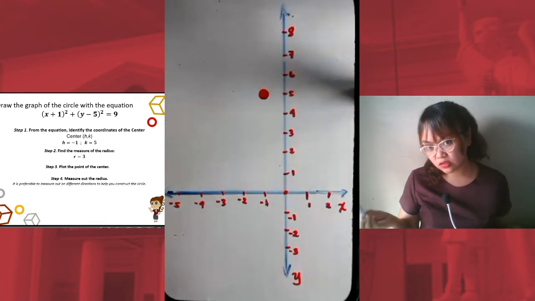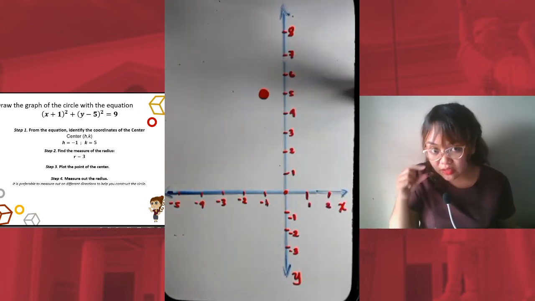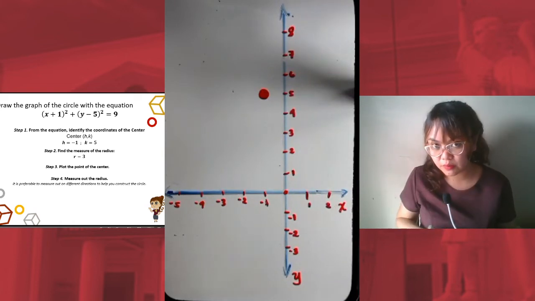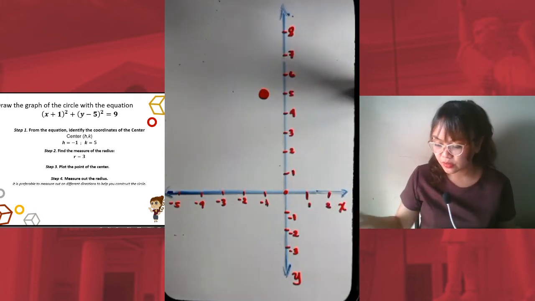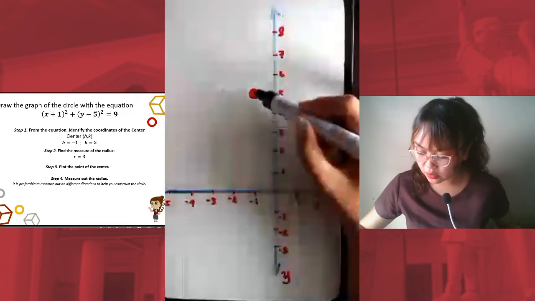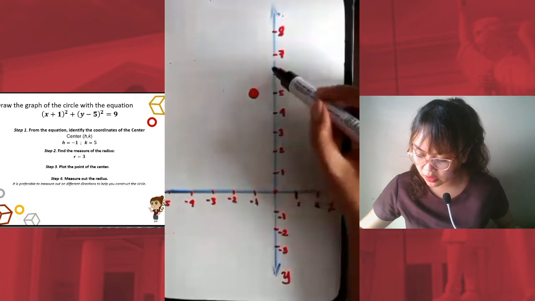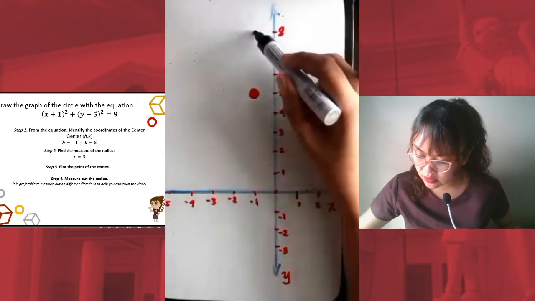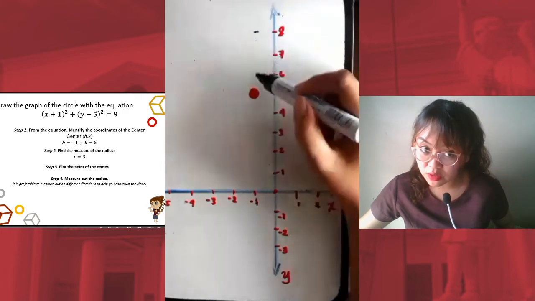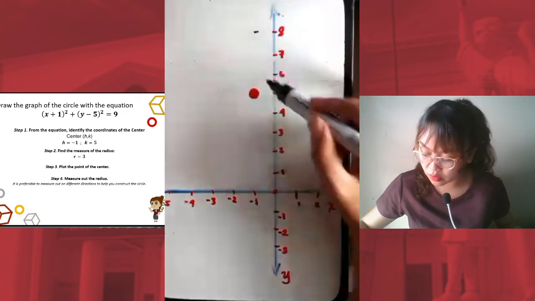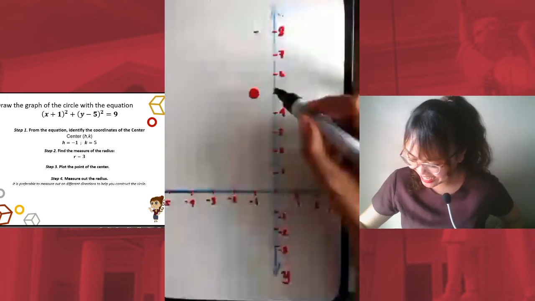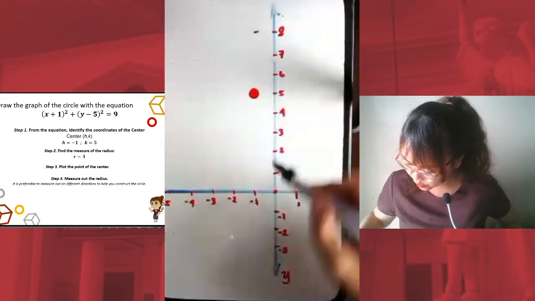The measure of the radius is 3, right? I told you to count the spaces, not the lines. So you have to count the spaces. You count 3 units. So from the center, let's begin counting upwards 3 units. That's 1, 2, 3 units. Again, that's 1, 2, 3. And then in the other direction, we count here.